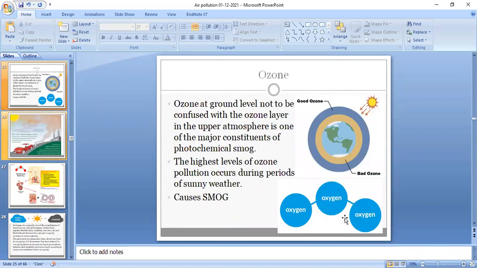Now the ozone. Ozone at ground level, not to be confused with the ozone layer in the upper atmosphere, is one of the major constituents of photochemical smog. The highest levels of ozone pollution occur during periods of sunny weather. Ozone in the upper atmosphere is also called the good ozone because it protects the earth from the ultraviolet and harmful radiations from the sun, while the ozone that is formed by photochemical reaction on the earth's surface is harmful to health. Ozone is composed of 3 oxygen atoms.